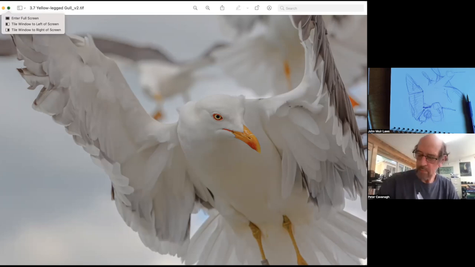So let's be sort of aware of time. Let's take a look at two of your other favorite photographs, ones that you think you would really like to share with the community. Thank you so much for putting the gull back up. This one is just a lesson in anatomy. Good. I'm glad you like it.